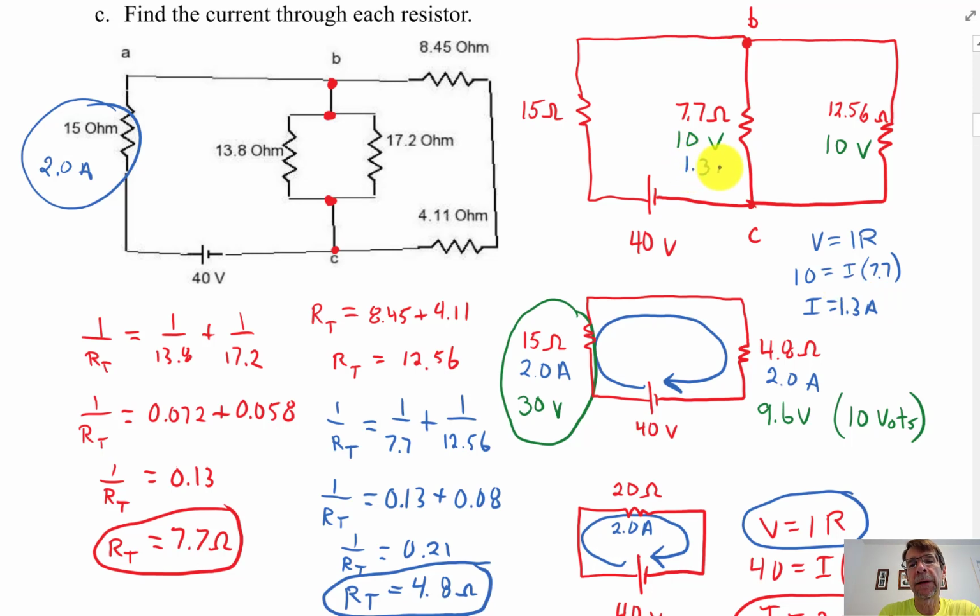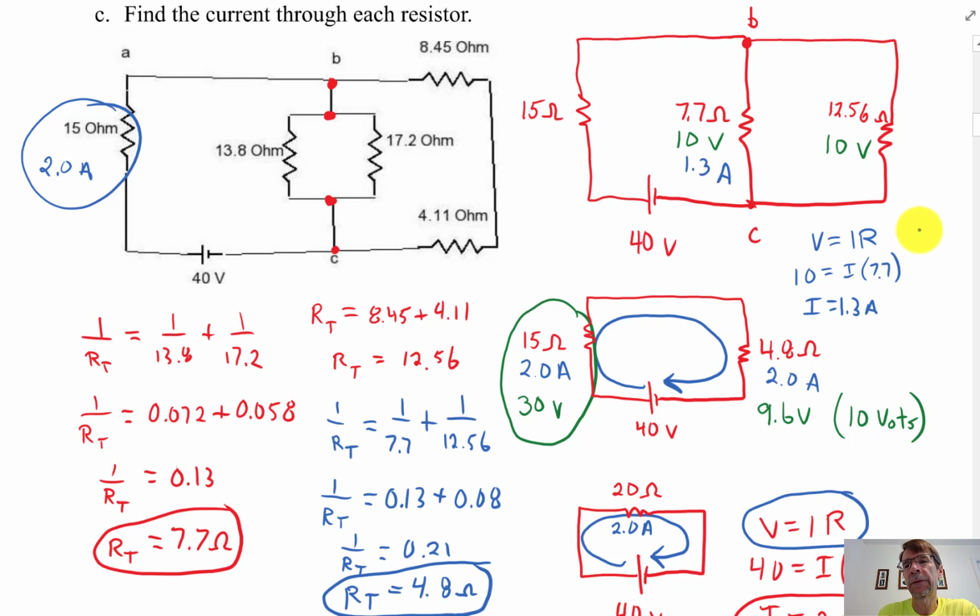I'll come back to that. That's supposed to be an A there. Let me see if I can erase that A. All right, there we go. 1.3 amps.